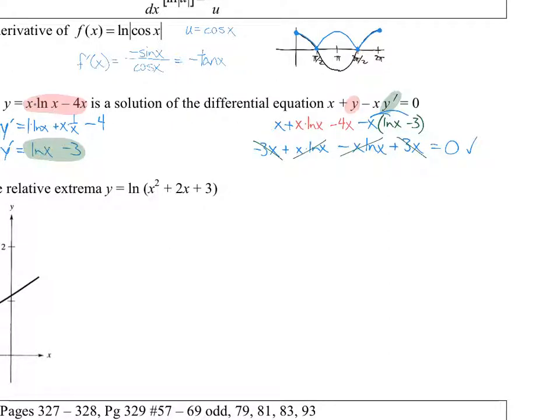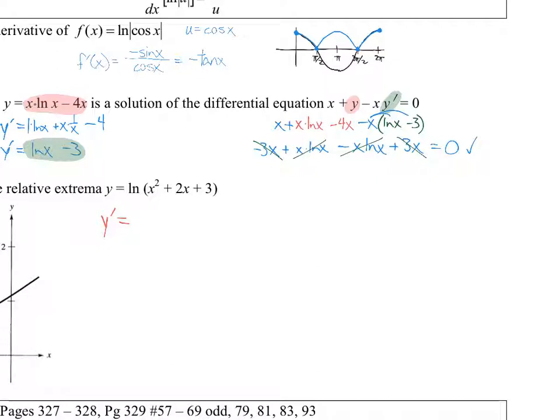When you hear relative extrema, you think derivative equal to 0, or undefined, remember? When you're finding relative extrema, you're looking for where the derivative is 0 or undefined, those critical values. So let's find the derivative first.